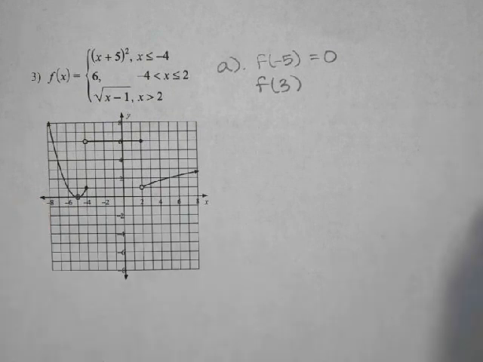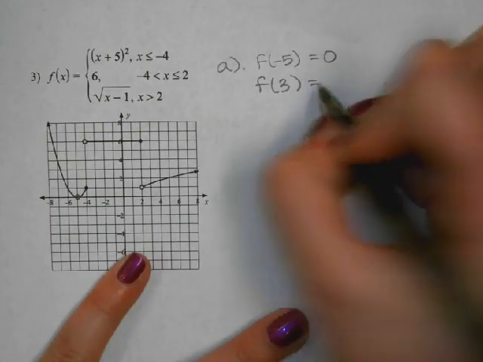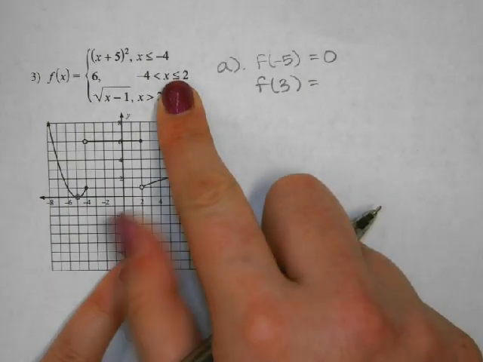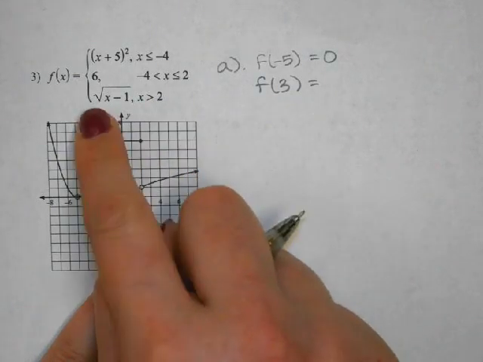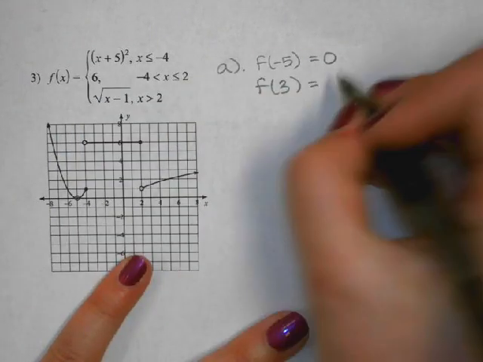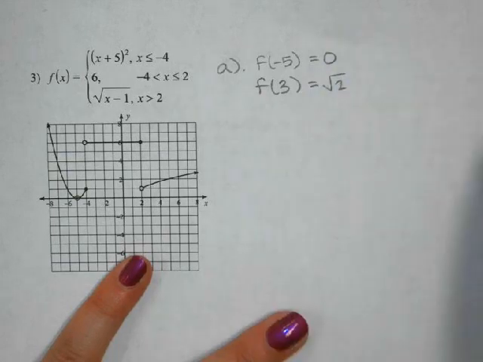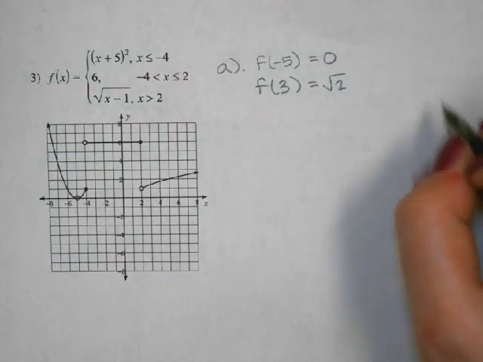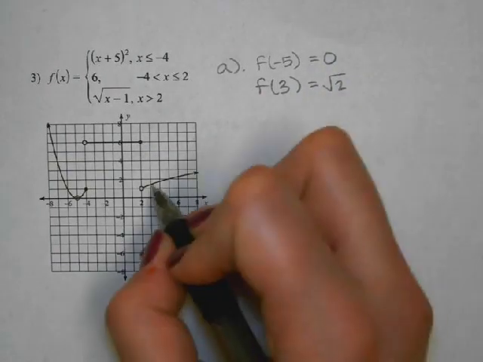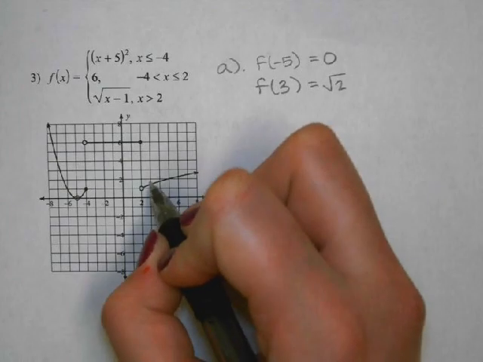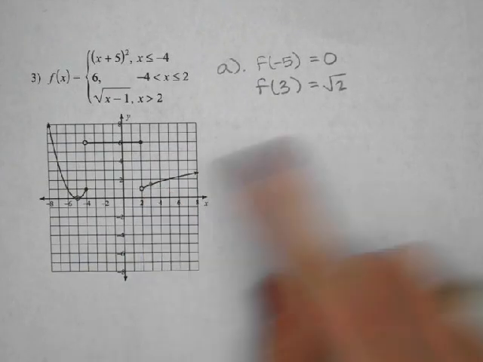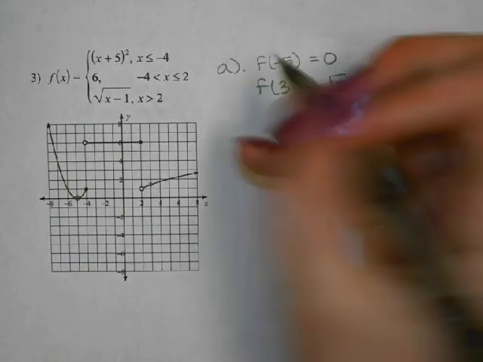There's the x-intercept. And then f of 3, we cannot plug it in here. We can plug it into this one. So that's the square root of 3 minus 1. And I'm going to call that square root 2 and not get my calculator out. So those are my two values right there. But I should be able to see that at 3, I'm going to have a decimal answer, which makes sense since I had square root 2.